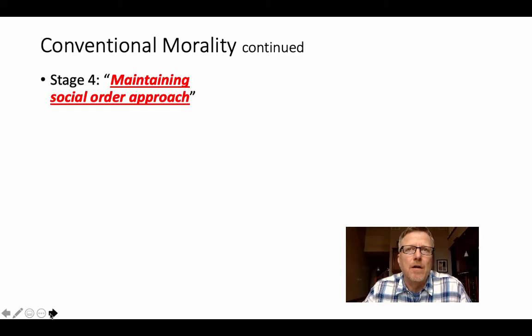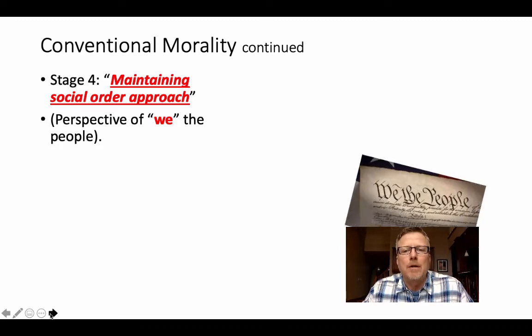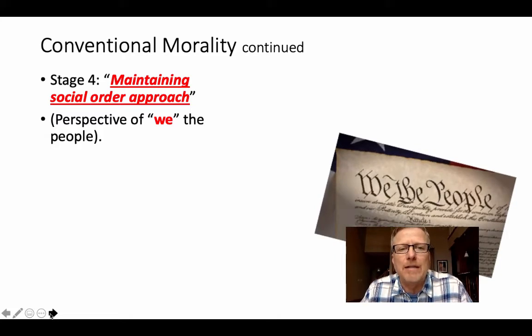But a stage 4 thinker is motivated by maintaining social order. It's considered the social order approach. It is considered the perspective of we, not us at stage 3, but we as in we the people. It's kind of the beginning of the Constitution, and it's how the framers of the Constitution felt that if we all work together, not just our friends and family, but as a community and as a society, we the people, in order to form a more perfect union, establish justice, ensure domestic tranquility, provide for the common defense, and promote the general welfare to secure the blessings of liberty. We the people, we owe a debt to other people, not just our friends.